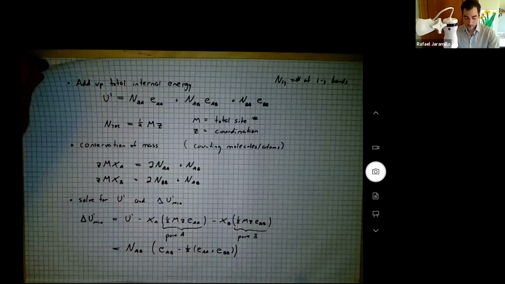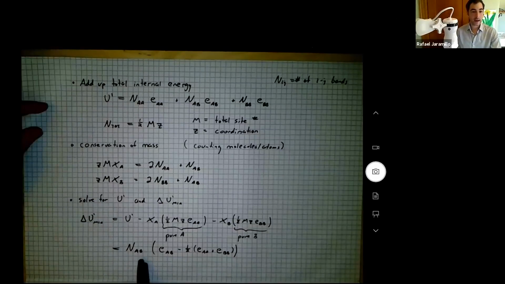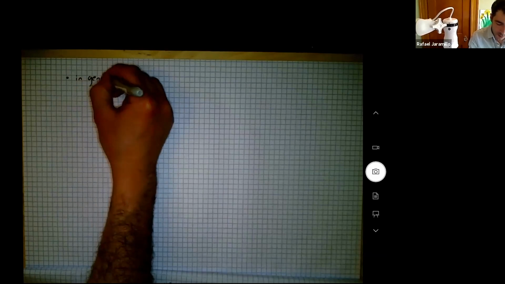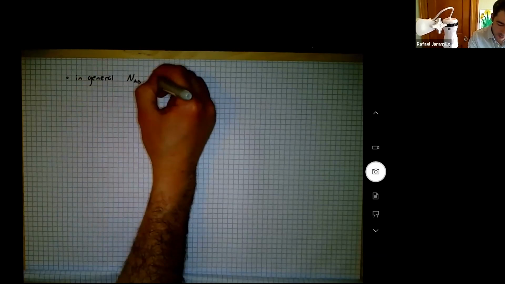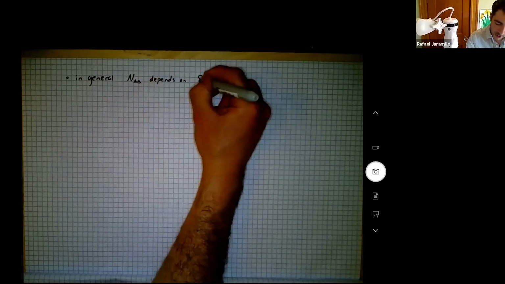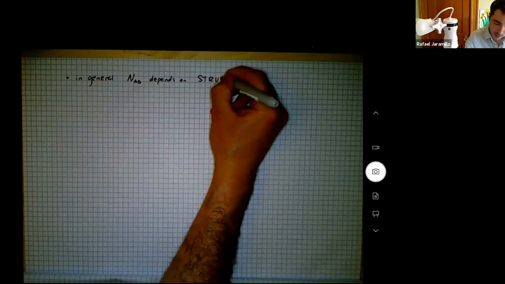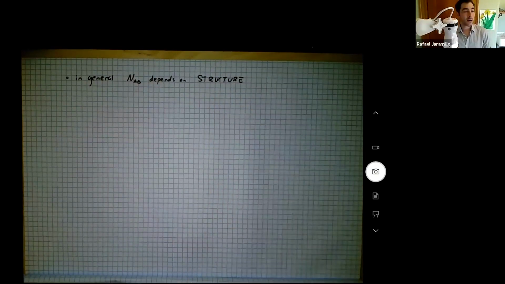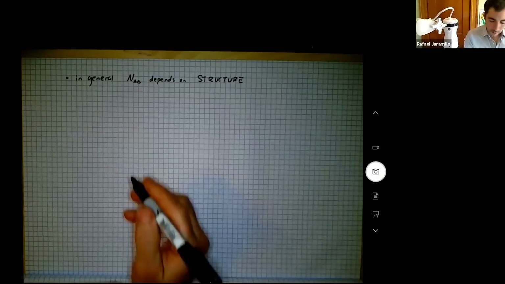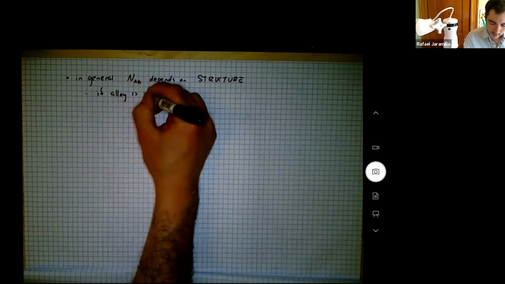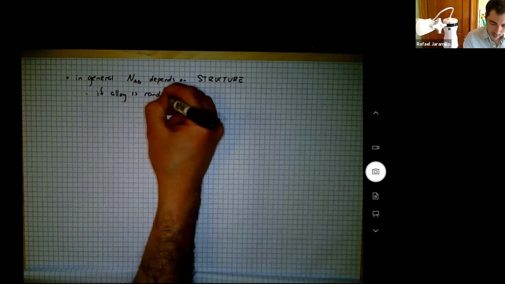So next what we're going to do is count up N_AB. In general, N_AB depends on structure. Right? The structure of the lattice will determine how many of each type of bond there are. But if the alloy is random, you know what a random alloy means?